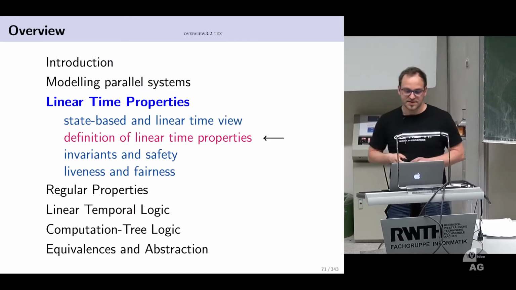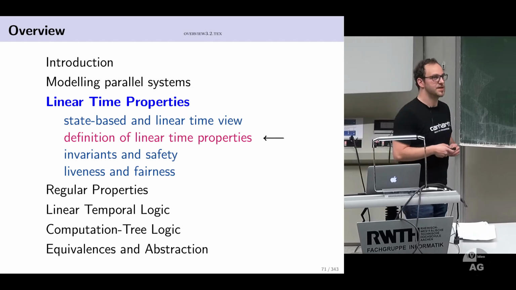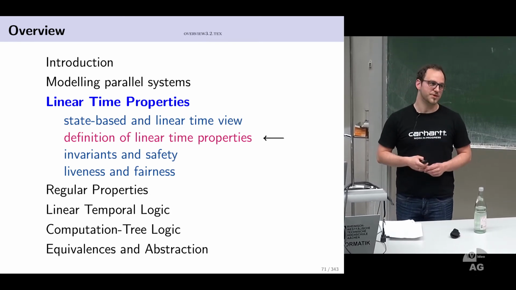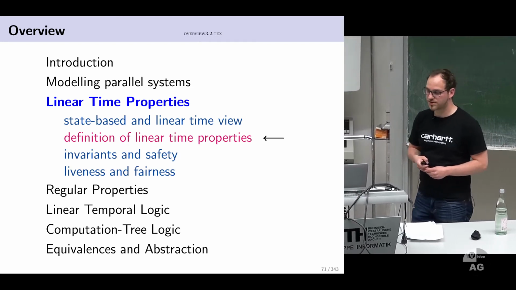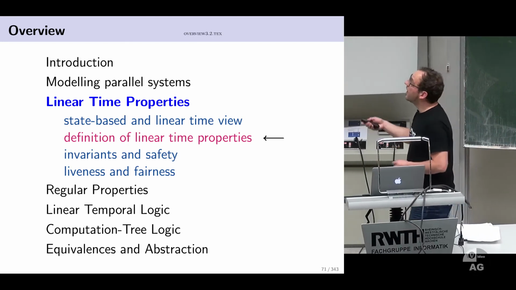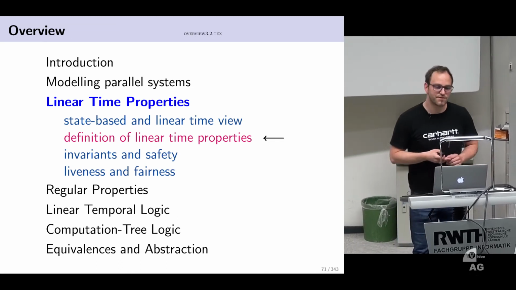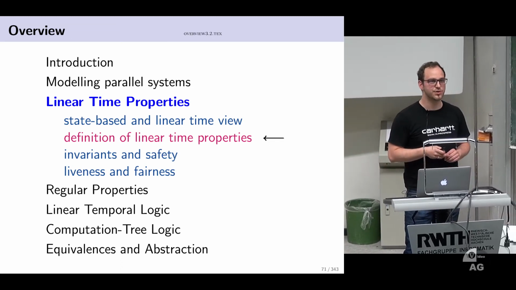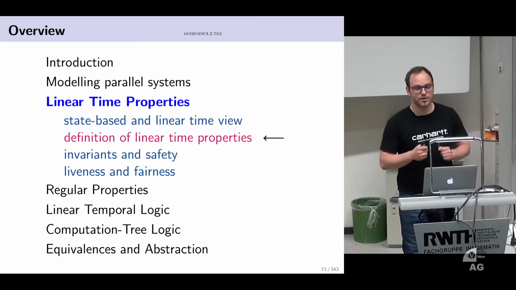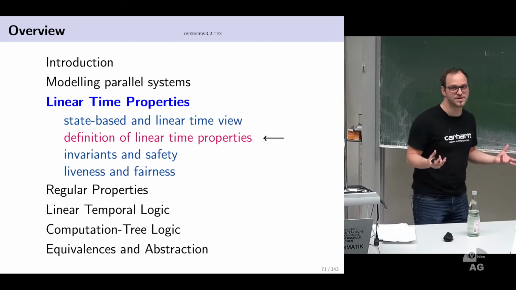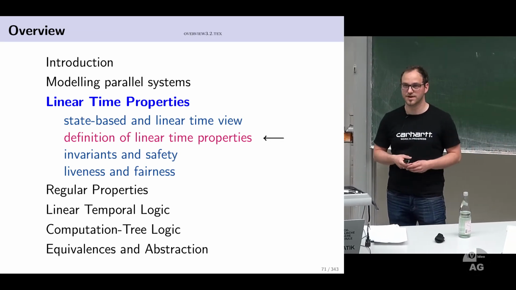Okay, now we've discussed what is called the state-based linear time view, but we still don't know what a linear time property is. This is the next thing we're going to do: define it. And then the rest of the lecture, and actually also the full next lecture, is dedicated to categorizing linear time properties into important subsets.